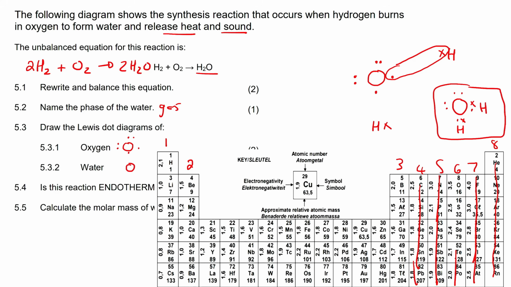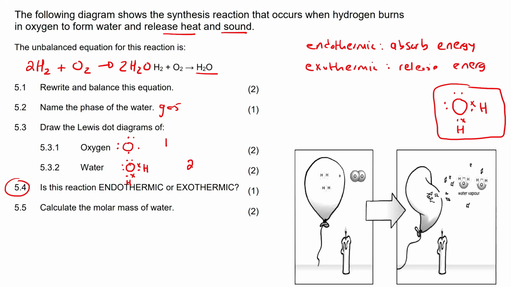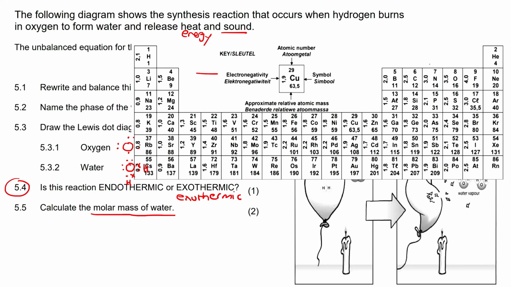So we can just fill that in. There we go. This question says, is this reaction endothermic or exothermic? Okay, so endothermic, these reactions absorb energy. Exothermic, release energy. Now they said that this reaction releases heat. That is a type of energy. So because it releases and not absorbs, we say that this is exothermic.